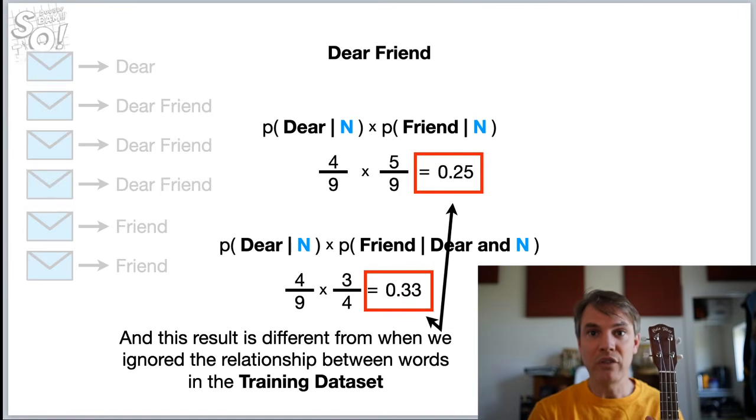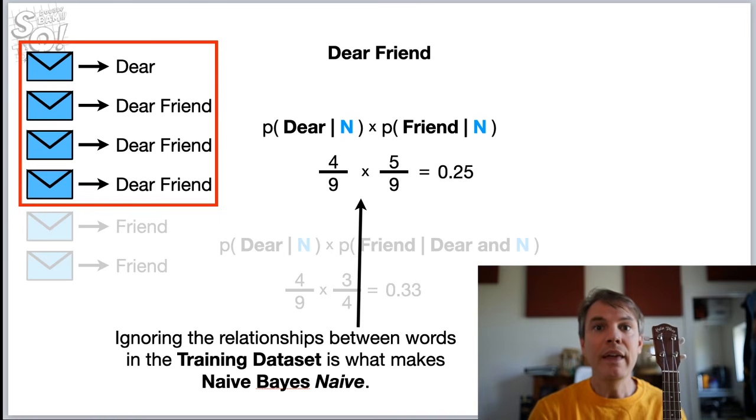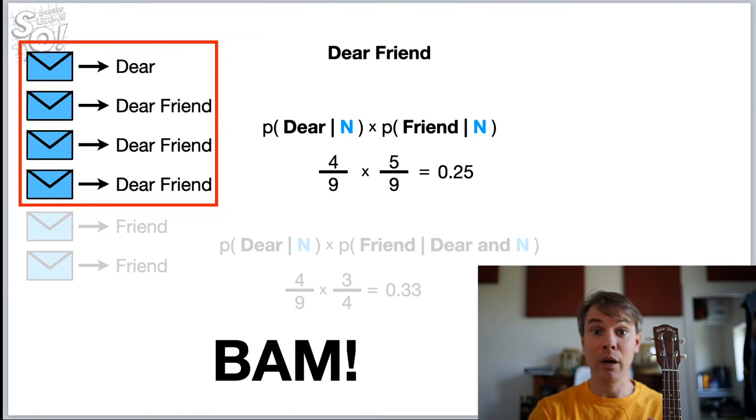And this result is different from when we ignored the relationship between words in the training data set. Ignoring the relationships between words in the training data set is what makes naive Bayes naive. Bam!